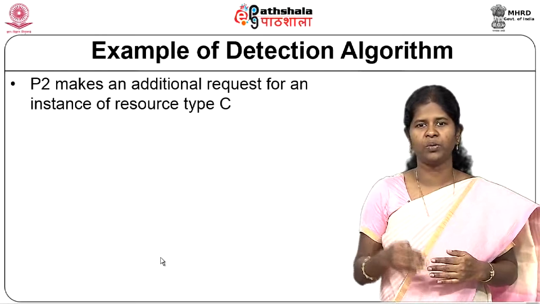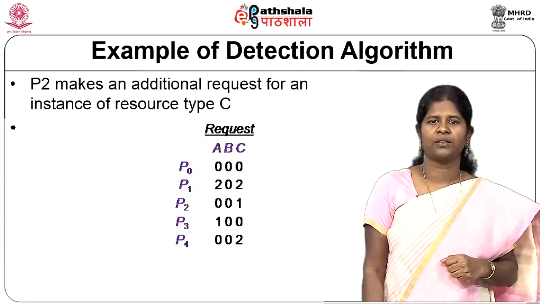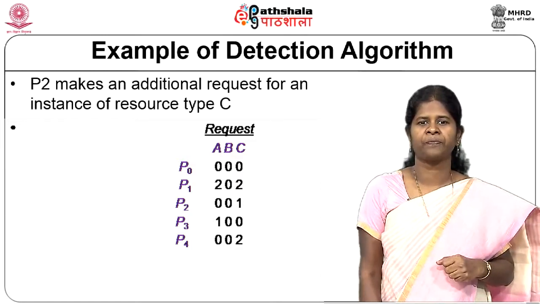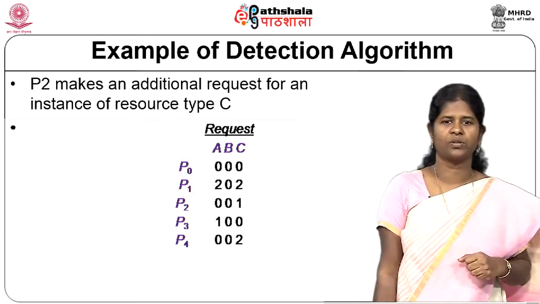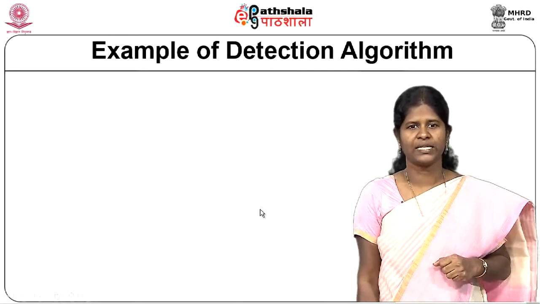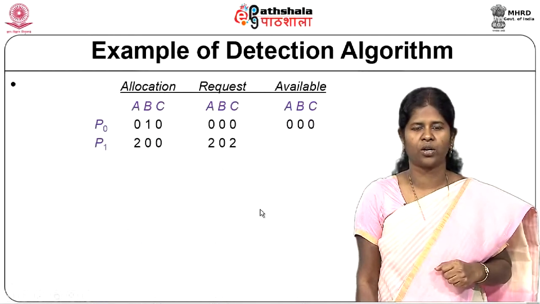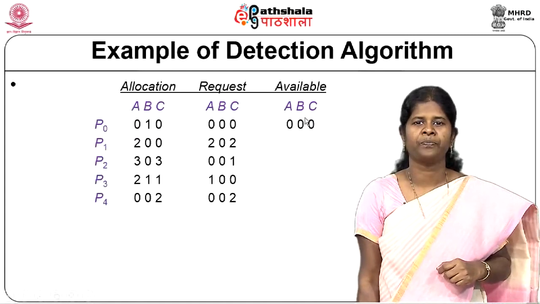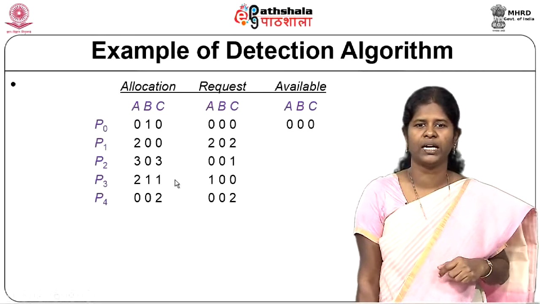But now if P2 makes an additional request for an instance of resource type C, the request vector changes like this. Earlier P2 was not wanting any instance of a resource, but now P2 wants one instance of resource type C. Now, let us see if the system will be in a deadlock state or not. P2 is requesting one more instance of C, what is available is 0 0, and the allocation is as it was in the earlier case.